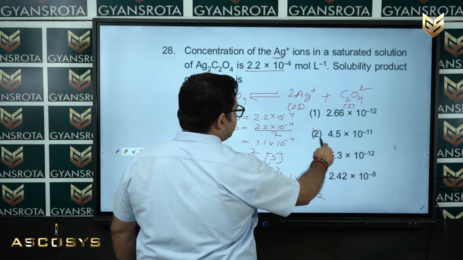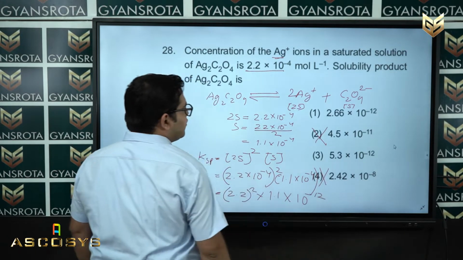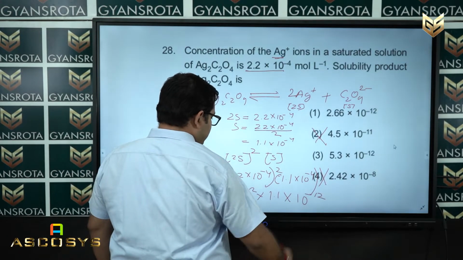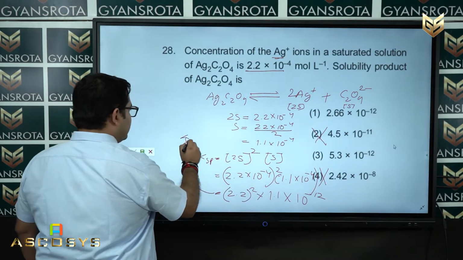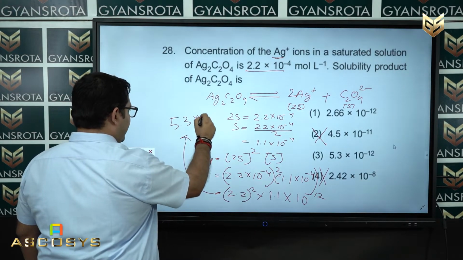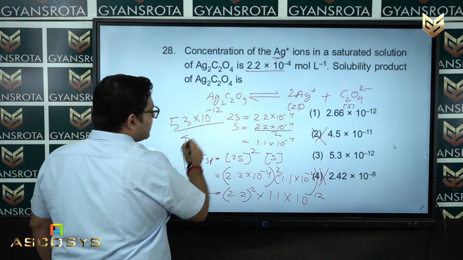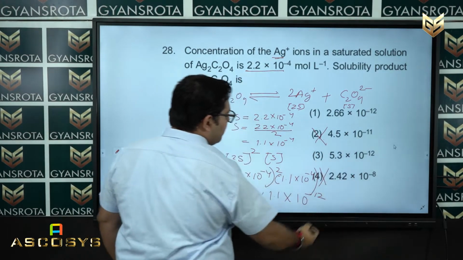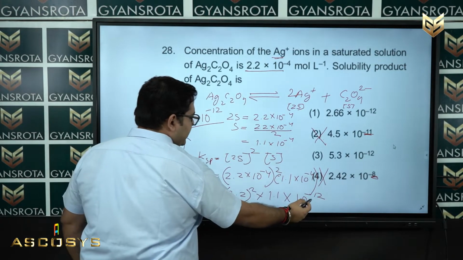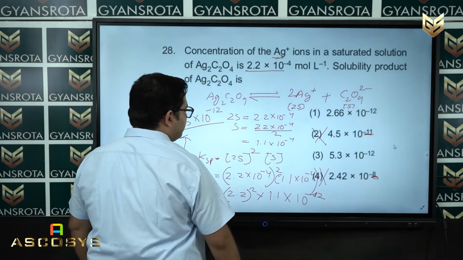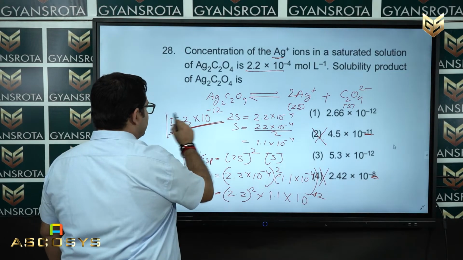So, if you see this 4.5 and your 2.42, it will automatically cancel out. If you solve this part, your answer comes as 5.3 × 10^-12. Why am I cancelling this? Because see here, 10^-11 is given, here 10^-8, but in our answer it should be 10^-12. So, 5.3 × 10^-12 is the correct answer.